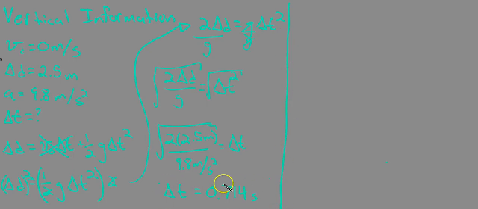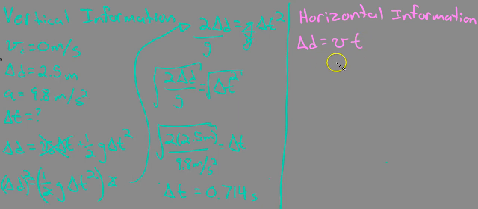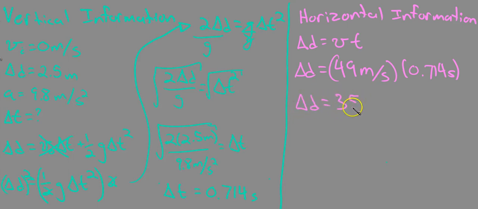Now I'm going to take this time and use it in my horizontal portion as well. So here, my horizontal information, I have no acceleration horizontally because the acceleration is due to gravity, but it is not accelerating horizontally. So that means that I can use my distance is going to be my velocity times my time. Okay, this is a non-acceleration question. So here my velocity is 49 meters per second times my time, which is less than a second. So I know it will travel less than 49 meters. And I work that out, and I get 35 meters.